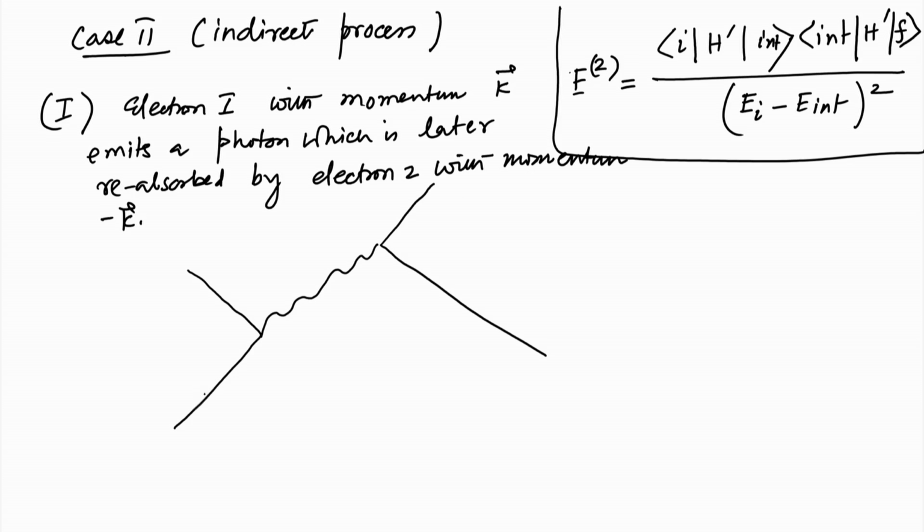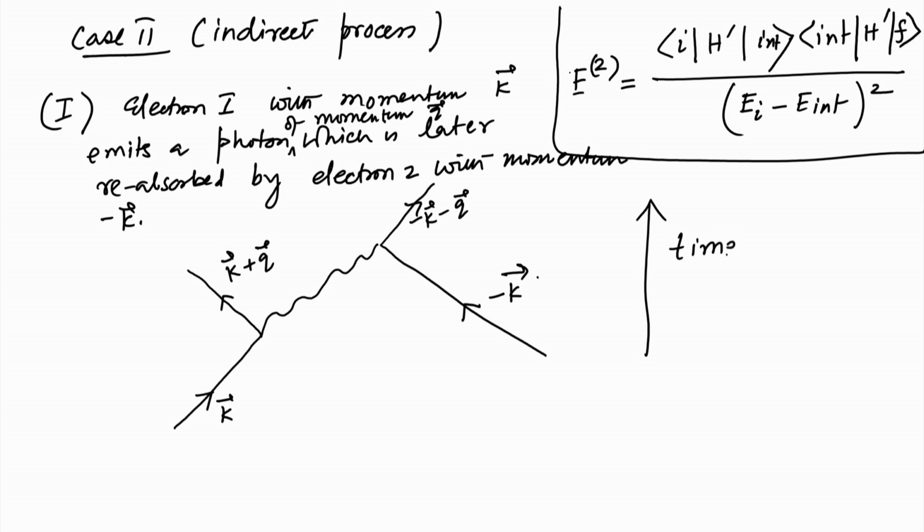So, this is the k, which is electron number 1, and this is an electron with minus k, this is electron 2. This one, k, emits a phonon of momentum q, so this becomes k plus q, and this becomes minus k minus q. And this is the time axis, this is how time increases, and we are particularly talking about that. So, later on, after it emits, it gets reabsorbed.